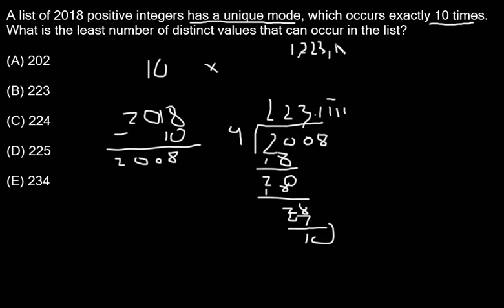And so there's this one left over from that 223, and this has to be distinct from this, alright? Because if this was part of the 223 right here, then we wouldn't have a unique mode, right? But we need a unique mode. So, thus, the least number of distinct values that can occur in the list is 1 plus 223 plus 1, which is 225.